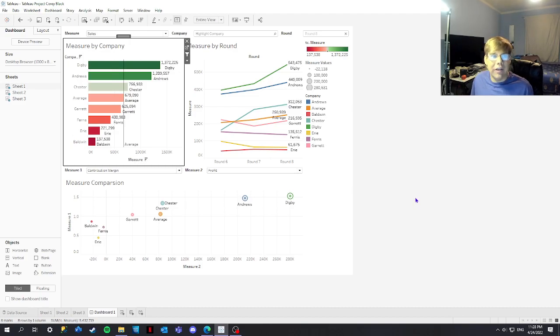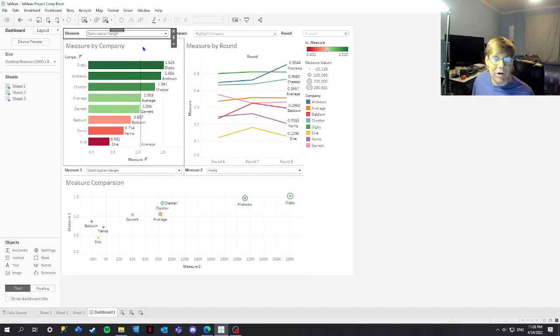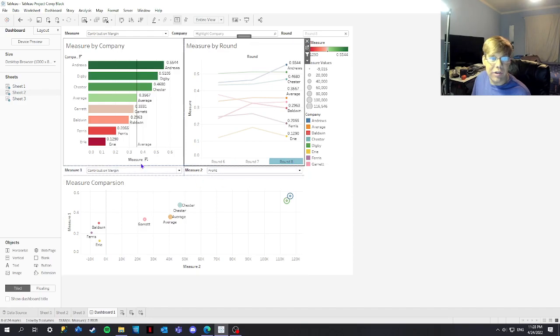For the first insight I'd like to go over today, I'm going to talk about the contribution margin. If I go up here to measure, I can switch to contribution margin. You can see that the data set I'm presenting right now only covers the last 3 rounds of the simulation. Digby, which was not my team (we were Andrews), is currently ahead, but if I click on round 8, you can see that Andrews goes up to first place in contribution margin and Digby is in second.